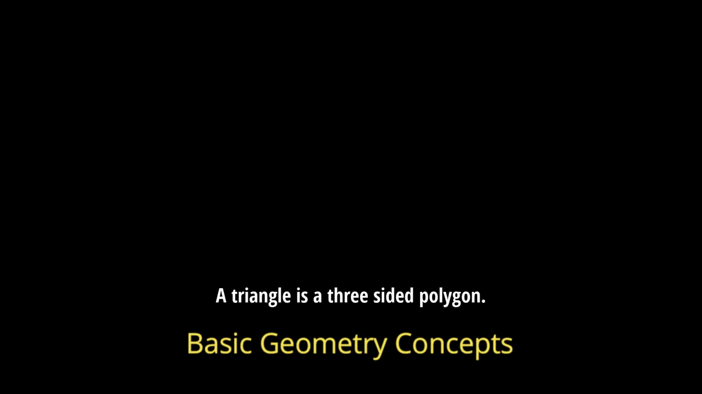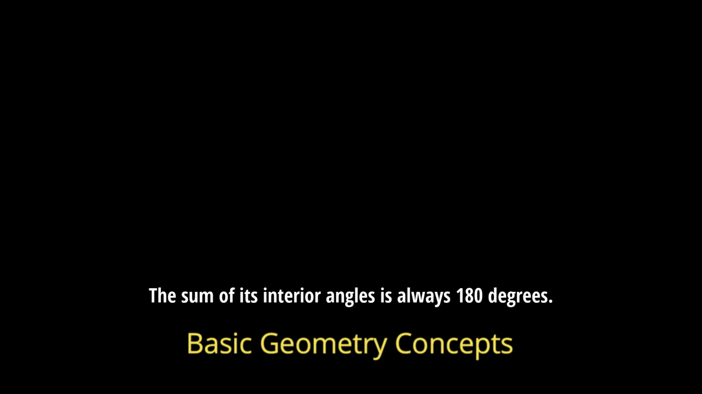Triangles. A triangle is a 3-sided polygon. The sum of its interior angles is always 180 degrees. Equilateral triangle. All sides and angles are equal. Isosceles triangle. 2 sides and 2 angles are equal. Scalene triangle. All sides and angles are different. Right triangle has one 90-degree angle.